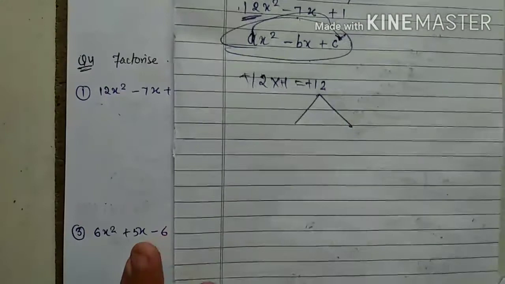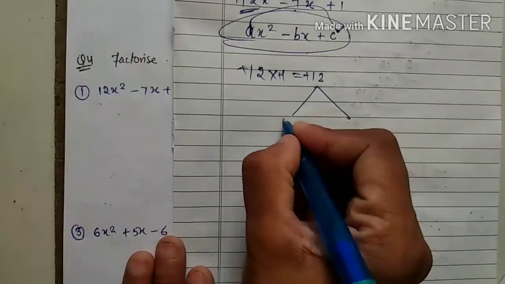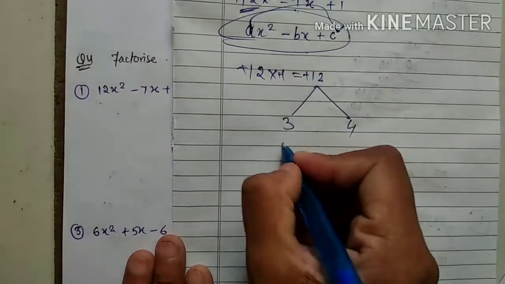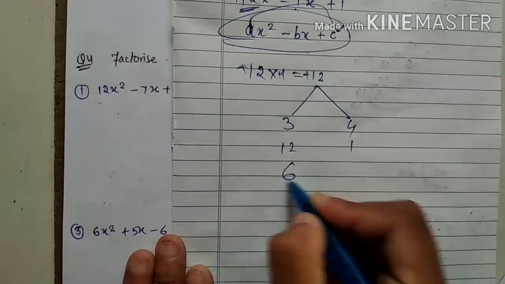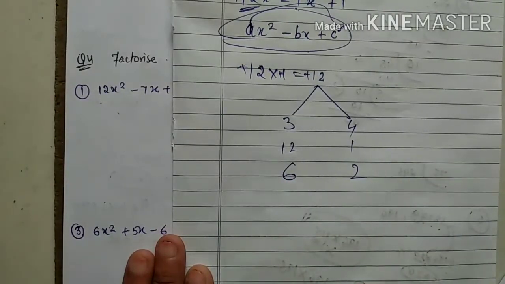So just find in which tables 12 comes. 3 4s are 12, correct or not? Yes. 12 1s are 12, correct. 6 2s are 12, correct. These are the factors of 12.